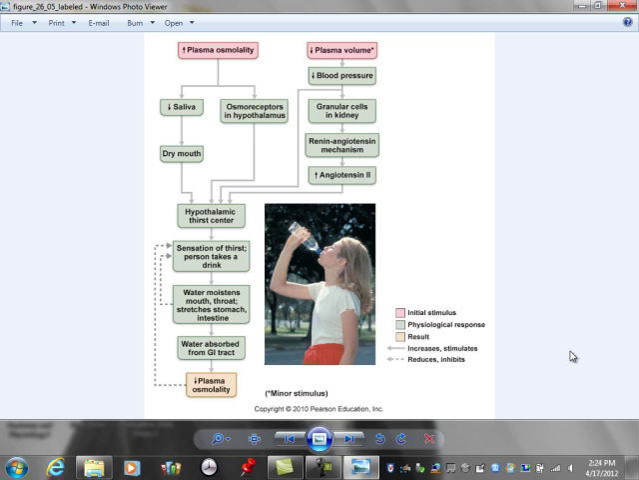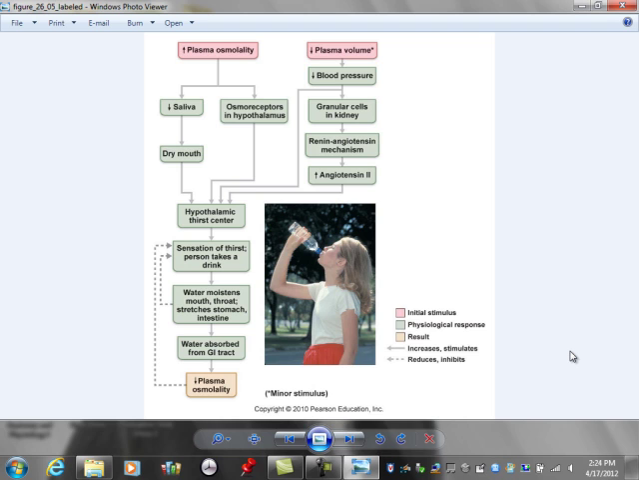So we have mechanisms, receptors that are going to monitor blood osmolality, and guess where those osmoreceptors are located? Hypothalamus. Everybody understand what an osmoreceptor is? What is it? Very good. It's a receptor. What's it receptoring? It's measuring the concentration of dissolved substances in fluid, osmolality. And they're part of the central nervous system.